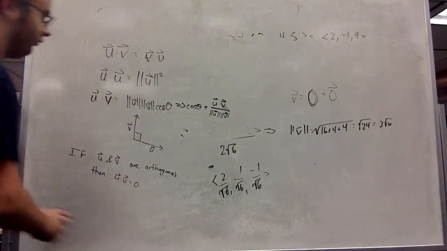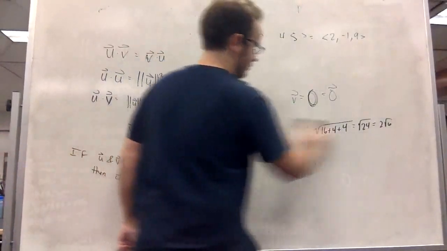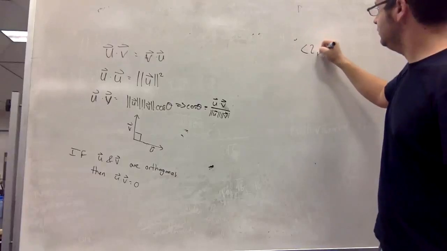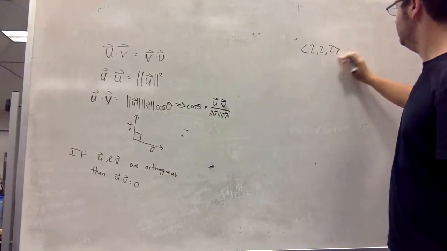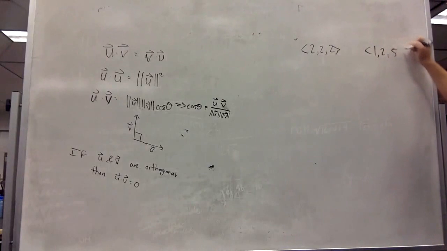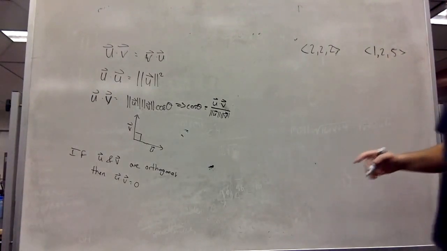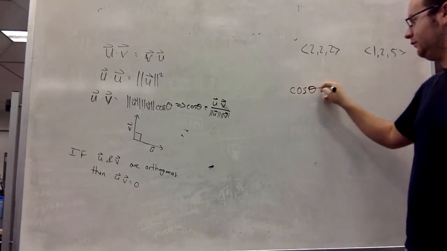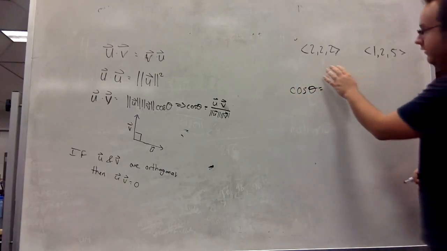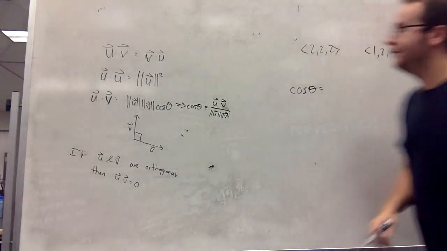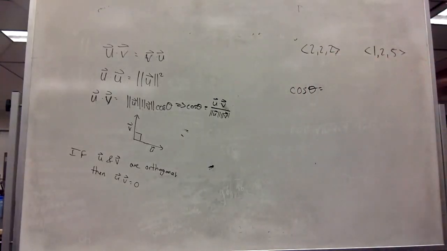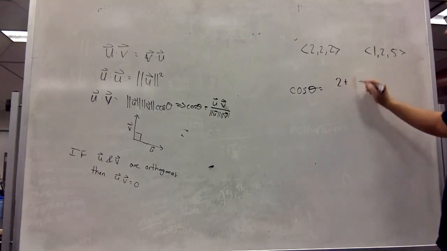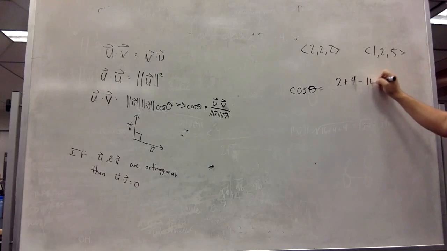All right. So next one, the first question says, find the angle between 2, 2, 2 and 1, 2, 5. We know a formula that relates the vectors and the angle between them. So we're going to say cosine theta equals their dot product. I'm going to quickly dot these guys. 2, 2, 2 dotted with 1, 2, 5 gives me 2 plus 4 plus 10.